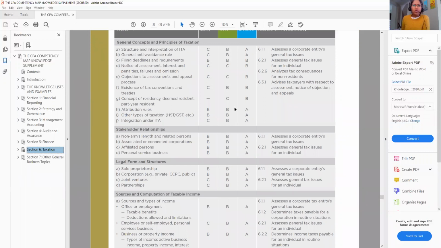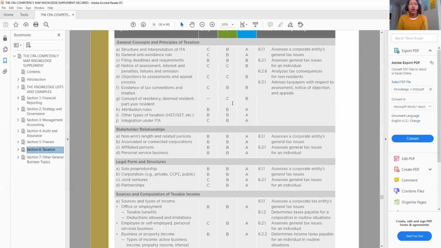Now, I'm not saying that you should ignore the topics that are listed at C, because most of the times in smaller AOs, the topics that are listed at C are tested as well. Now see, the concept of residency, deemed residence, part year resident, this was tested in one case, just a small part of the taxation AO, on whether the husband was resident and whether his income is taxable here or not.